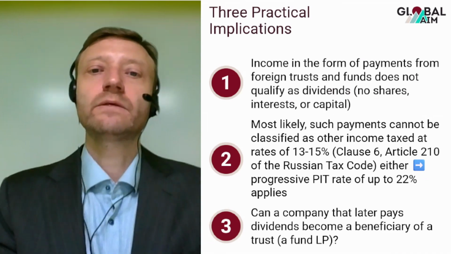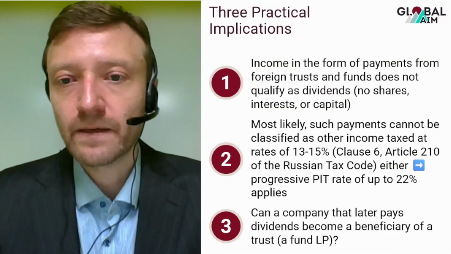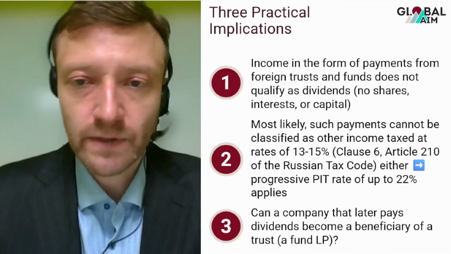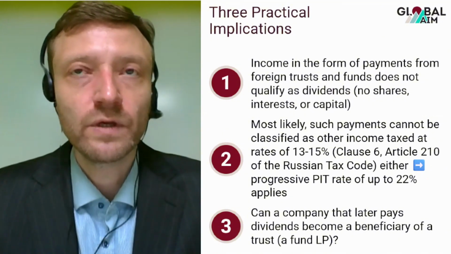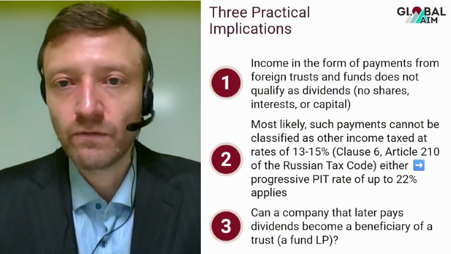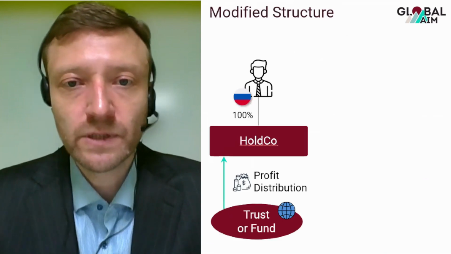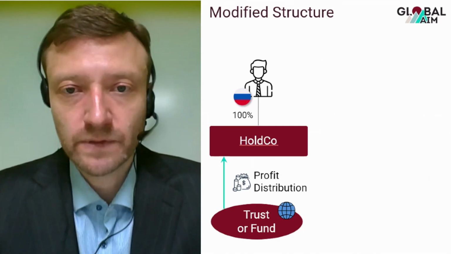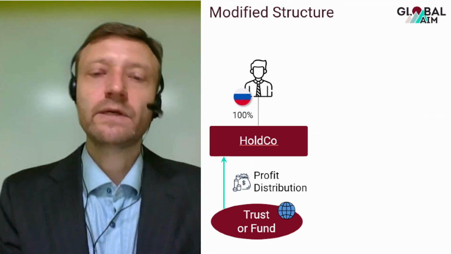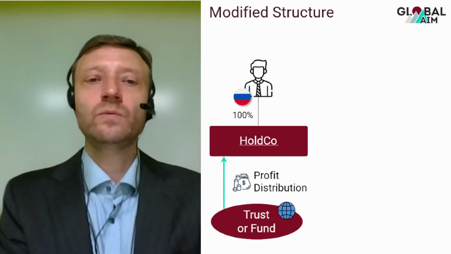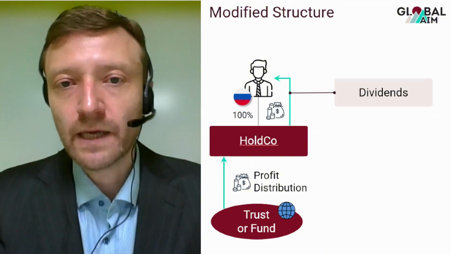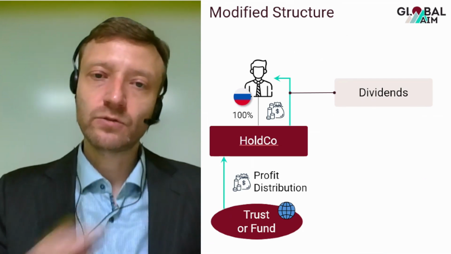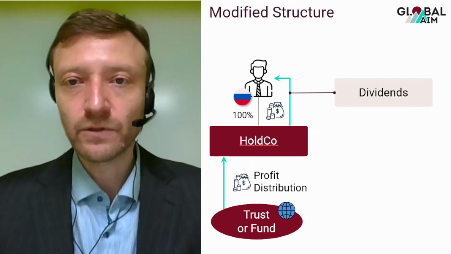And this begs the question: can a company that distributes dividends out of income received from trusts or funds then help to improve the tax efficiency of a specific structure? As is shown on the slides, it's possible to interpose a holding company between the funds or trust and the individual, which receives profit distribution, which hopefully is exempt at the level of the holding company. And then this holding company, which is a regular normal entity, can distribute dividends which are going to be subject to the more beneficial taxation compared to direct distribution of profits by trusts and funds to the individual.